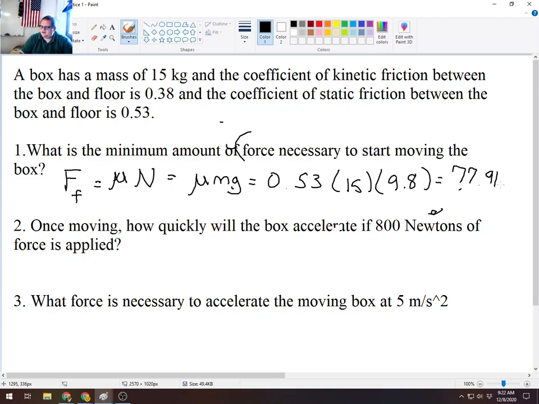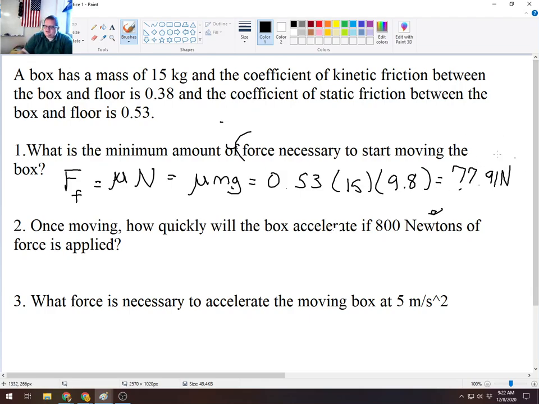77.91, and that's newtons, 77.91 newtons. So that's the amount of frictional force that exists between those two surfaces. And so what that means is if you want to get this to move, in other words, you want the net force to be larger, you have to have a net force that's greater than 0.